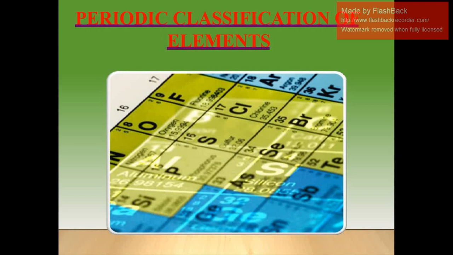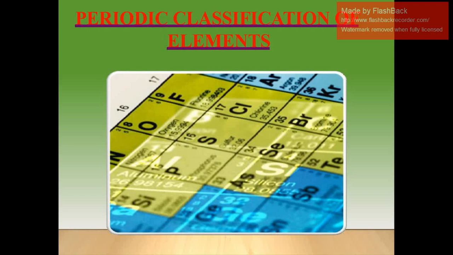On the other hand, within a group the elements have the same outer electronic configuration. Therefore, their chemical properties are similar, but their physical properties show a regular gradation as we move down the group from top to bottom, due to a corresponding increase in the number of filled inner shells.